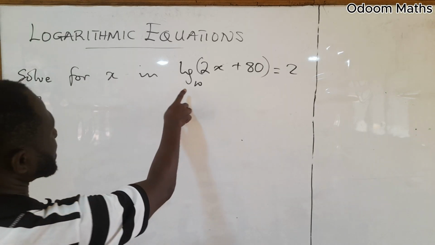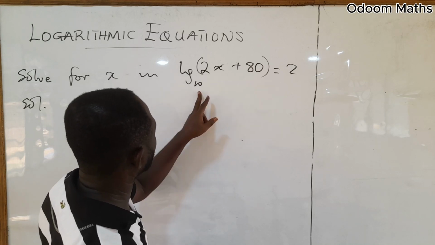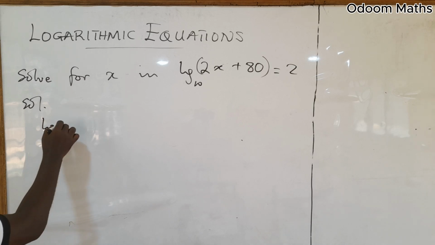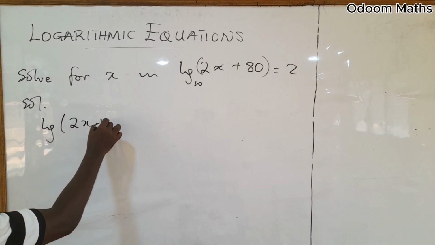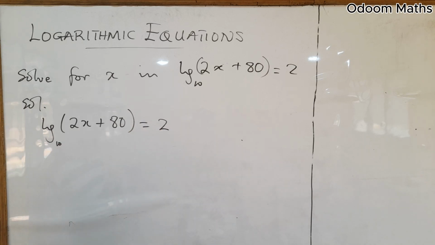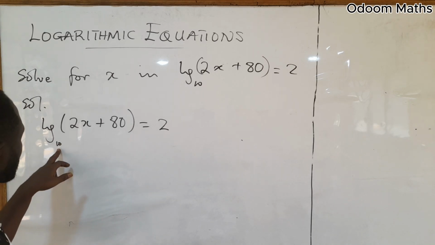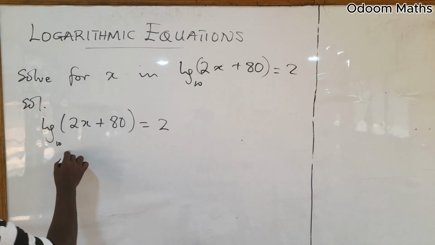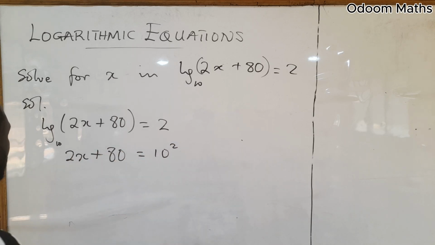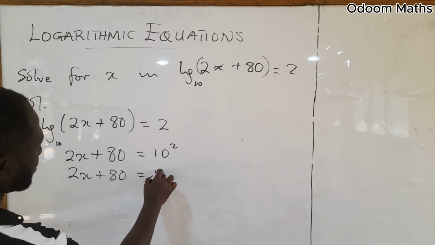Solve for x in log 2x plus 80 all base 10 equals 2. So here log into brackets 2x plus 80 base 10 equals 2. Like we said earlier, we just change this one to indices. That is, this 10 should become a base here. So 2x plus 80 is equal to 10 to the power 2.